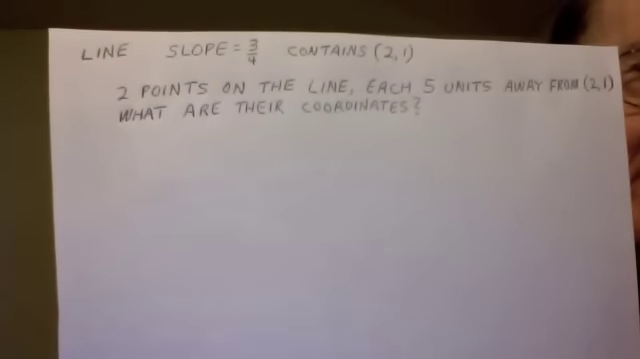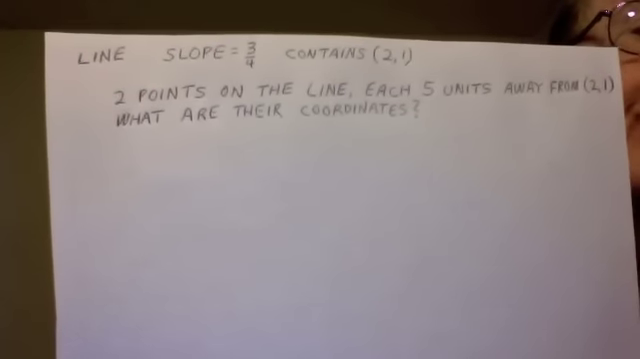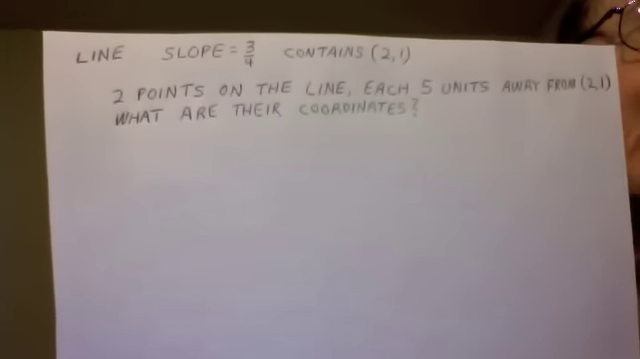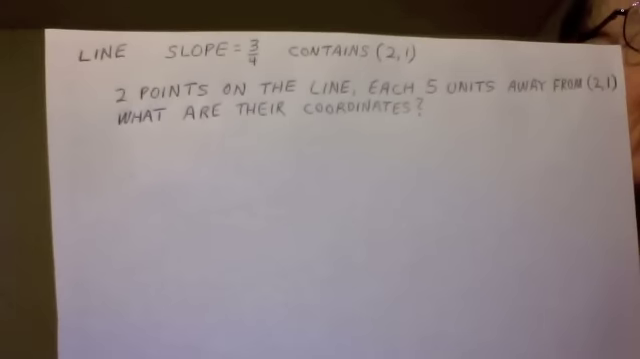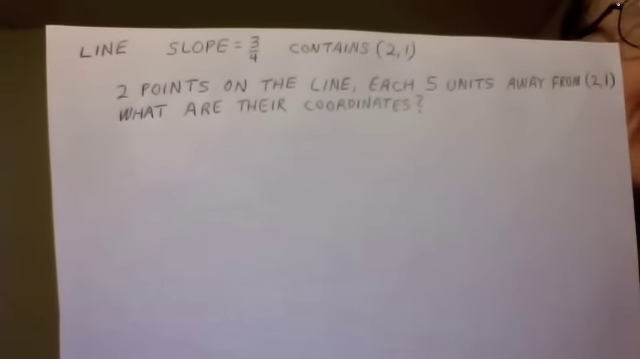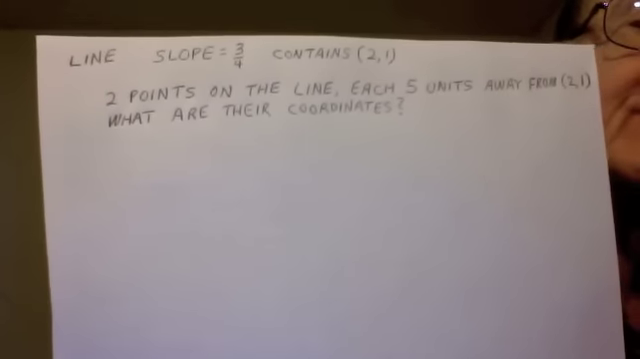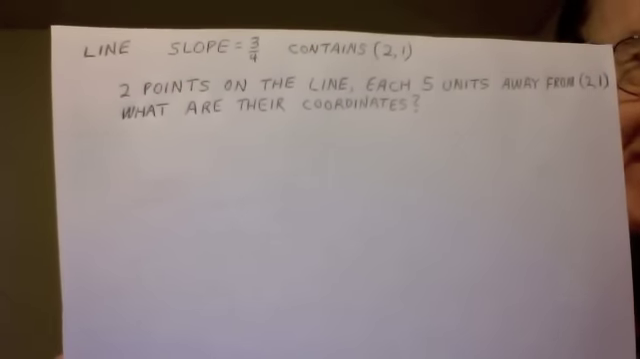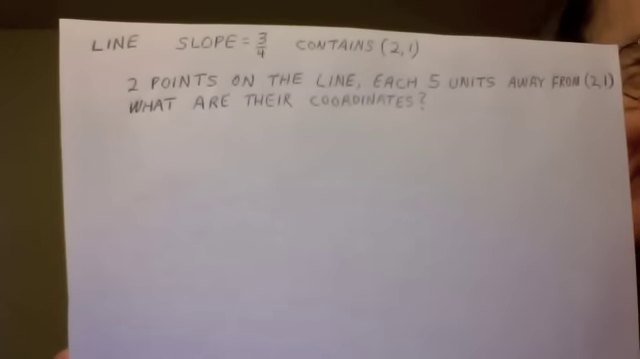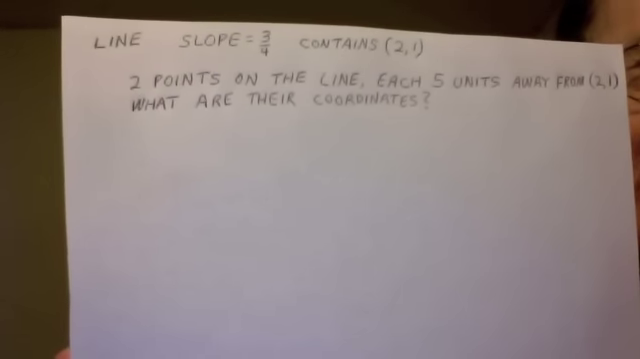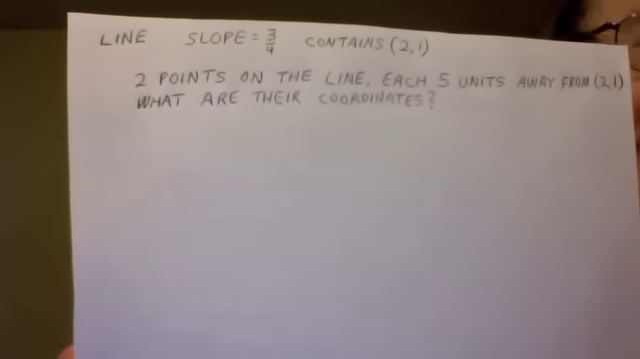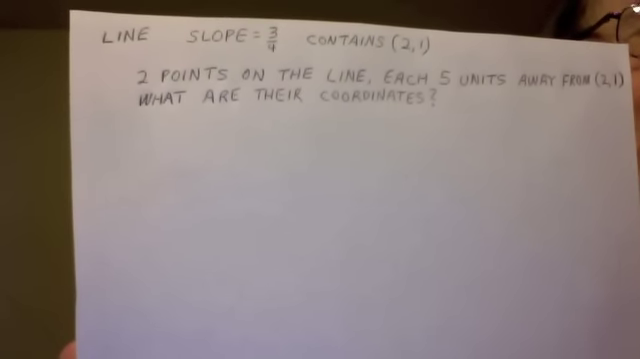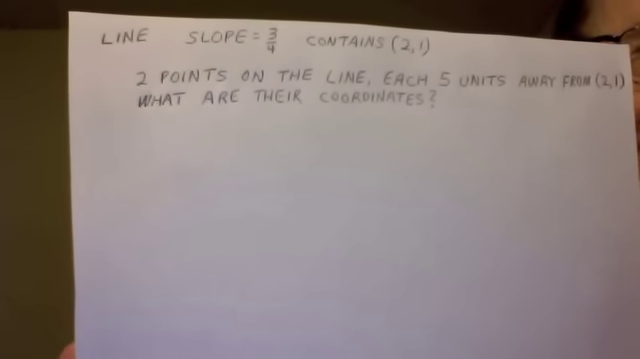Here's the problem. We have a line with slope 3/4 and the line contains the point (2, 1). Now there are 2 points on the line, each 5 units away from that point (2, 1). One of the 2 points is higher than the point (2, 1). The other one is lower than the point (2, 1). And the question is, what are the coordinates of those 2 points?